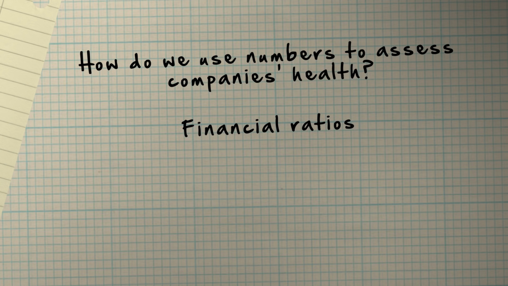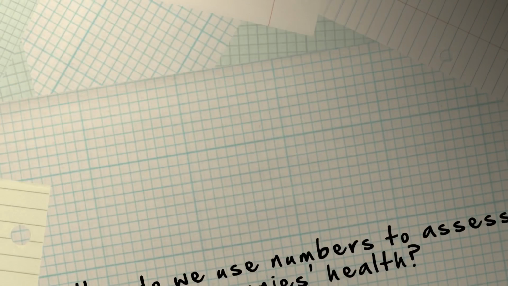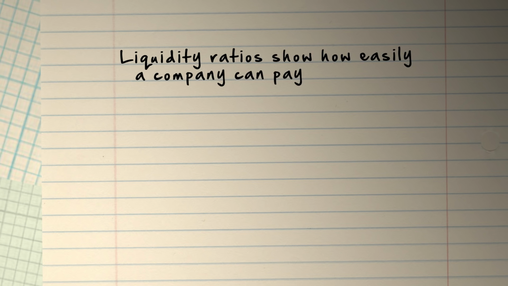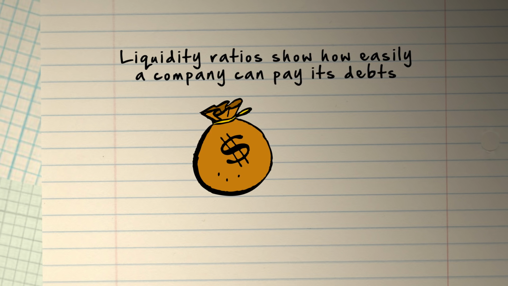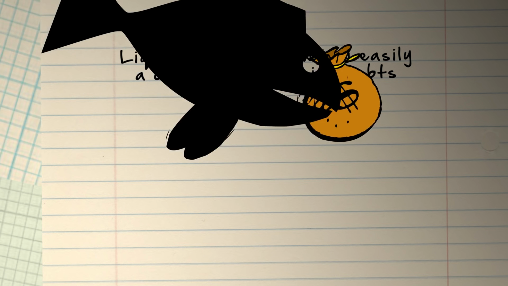Very common types of financial ratios are liquidity ratios, profitability ratios, and leverage ratios. Liquidity ratios can tell us how easily a company can pay its debts so that the company doesn't get eaten up by banks or other creditors.